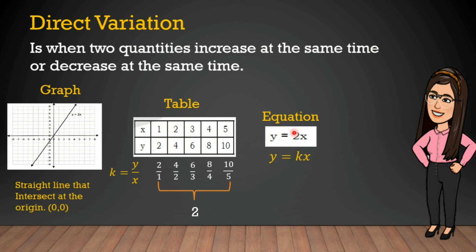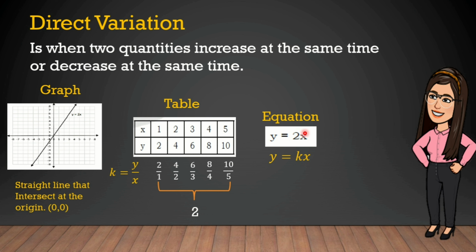At nakuha natin yung tong ito gamit yung formula ng constant of variation. At ito nga yung lumabas. Okay? So, pare-parehong 2 yung naging quotient. So, ibig sabihin, ito yung constant of variation at sinubstitute lang natin siya dito sa formula niya.